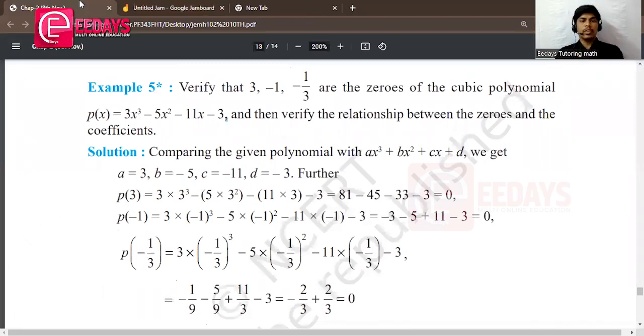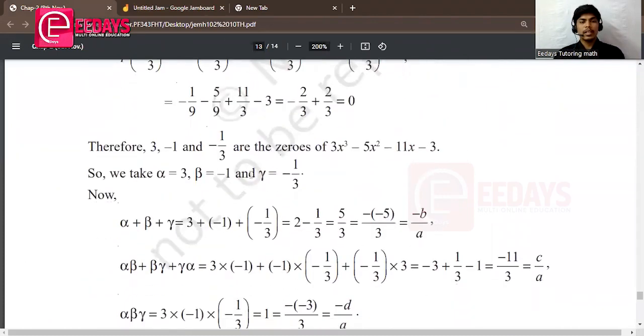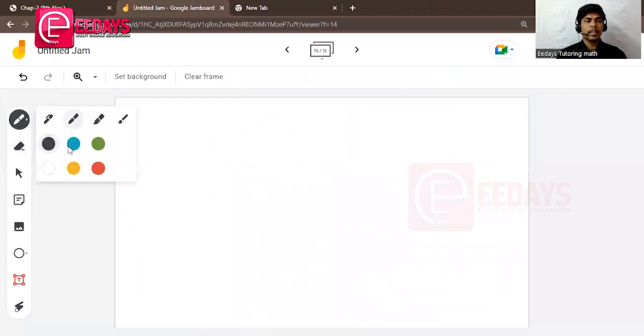So some confusion is there, so be careful while doing this. Why? Because you just substitute over there, so you'll get alpha, beta, gamma. Let's substitute. Let's confirm, I mean, let's verify.